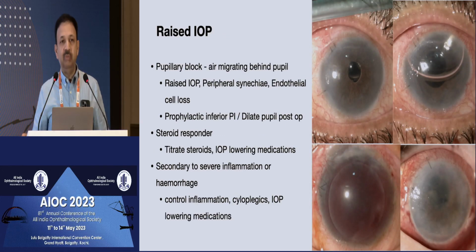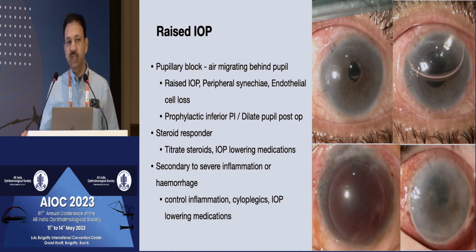The other problem, especially with the lamellar grafts where you use air or gas tamponade, or especially with DALK, if you have had a perforation, sometimes you do an air fill to prevent a double anterior chamber. You can have this pupillary block where the air migrates to behind the iris, resulting in a raised intraocular pressure. If not managed, this can result in development of peripheral anterior synechiae, and it can also damage the optic nerve.